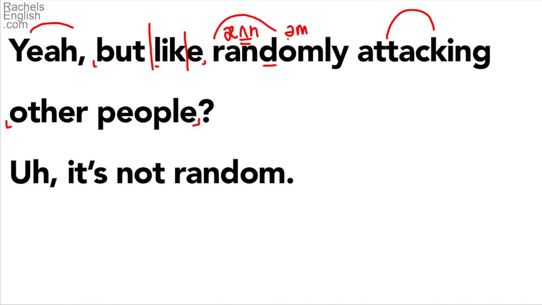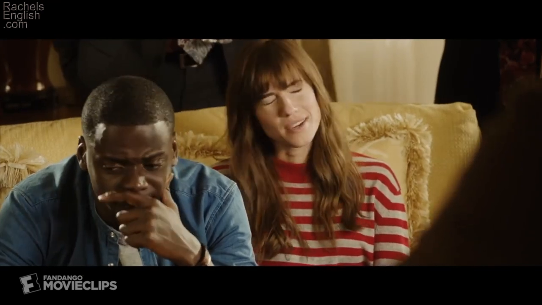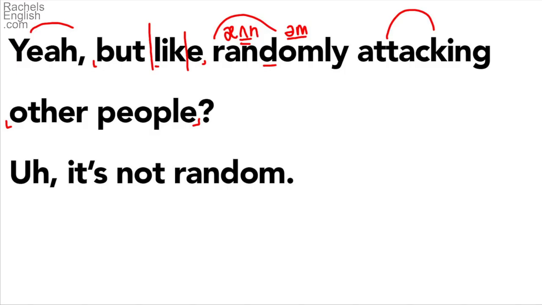And because it's schwa M, we don't need to try to make a vowel here. We have four consonants that take over the schwa. R, L, M, N. And that means they're called syllabic consonants. That means you don't try to make a vowel. They overtake the schwa. Whenever you see schwa M, just think M. Random. Dum, dum, dum, dum. Randomly attacking other people.